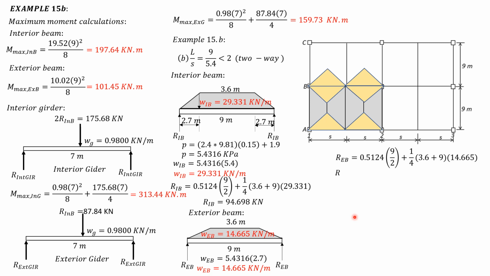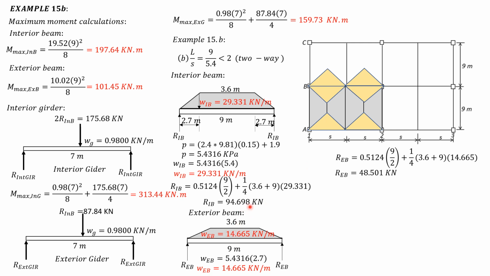Then for the interior girder, the loading condition would be, we have two triangular loads, so it is double this intensity here. Then we have also a concentrated load at the center of the girder. This is the girder, which is the end reaction of the interior beam. Because this is also an interior beam, we have the end reaction of the interior beam, which is 94.698.